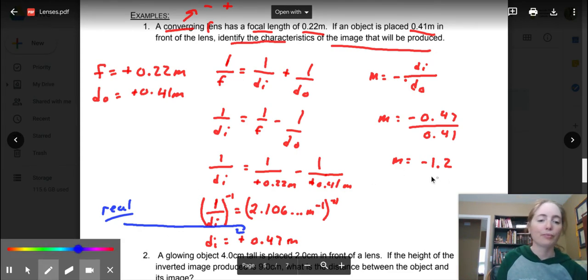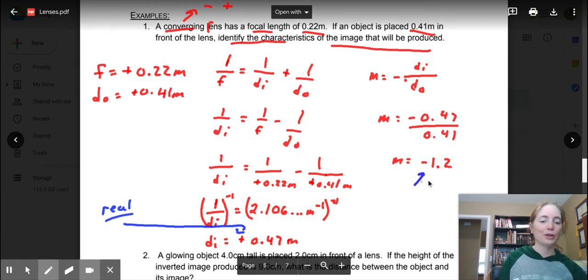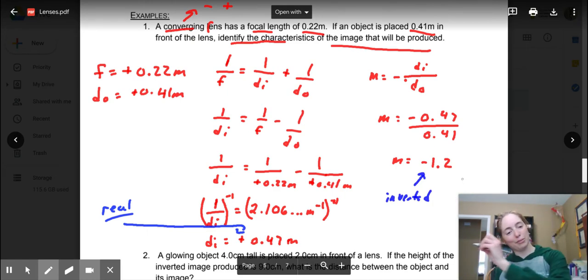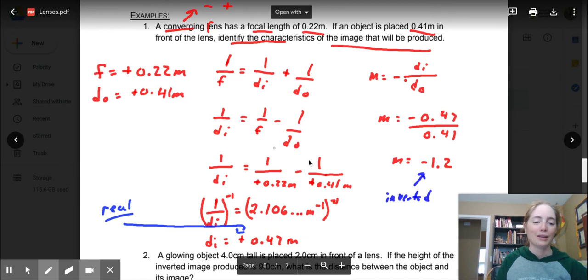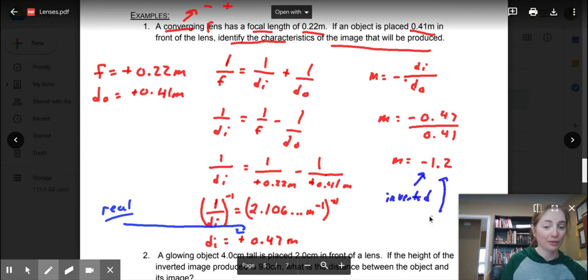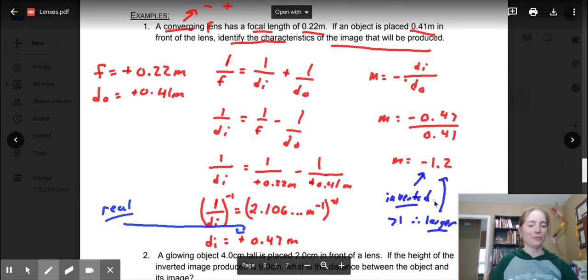I'm going to jump over to blue. Negative. When you look at your table, ladies and gentlemen, negative is going to tell you it is inverted. And according to your notes, the little blurb I had you guys star right above the table, whenever the absolute value, ladies and gentlemen, is going to be greater than 1, it means it is going to be larger. So, ladies and gentlemen, we have a real inverted larger image with this particular lens.